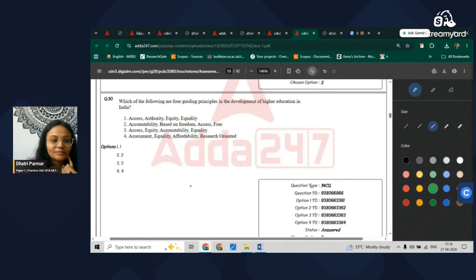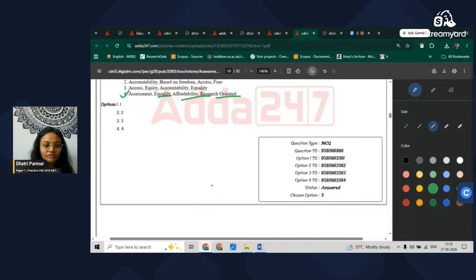And assessment, equity, affordability, and research oriented. Four guiding principles. If you look at higher education, then it is this. And I have actually listed them down as well, that these four are the guiding principles of it, to which we are backing and we are moving forward. Yes. Moving to the next question.